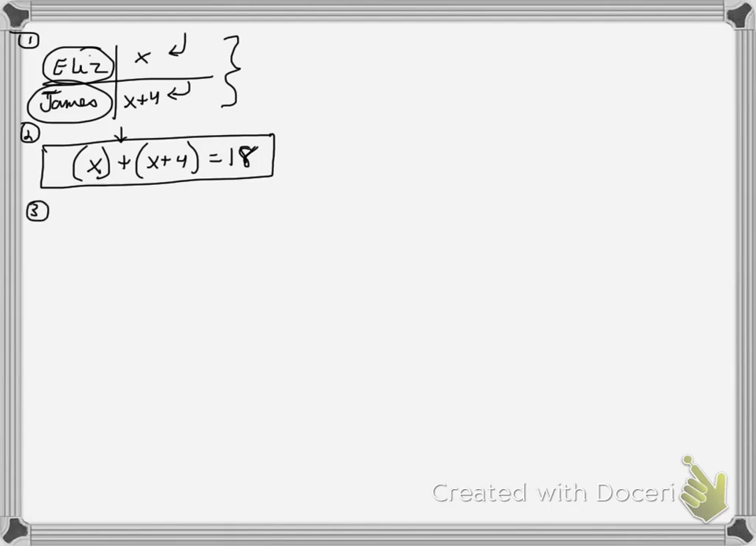If I have x plus x plus 4, I would add the x's together, and that's going to give me 2x plus 4 equals 18. Then I would subtract the 4 to the other side to get that away from the x. Remember, my goal is to solve for x. You always do the addition or subtraction before you do the multiplication or division. So I've got 2x equals 18 minus 4, which is 14. And now I want to do the opposite of multiplication, which is division. 14 divided by 2 is 7.